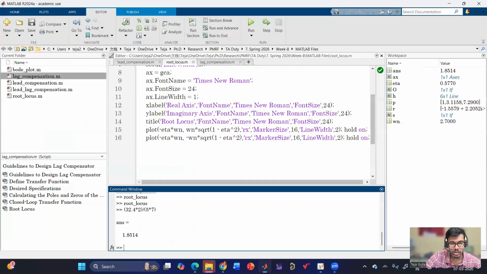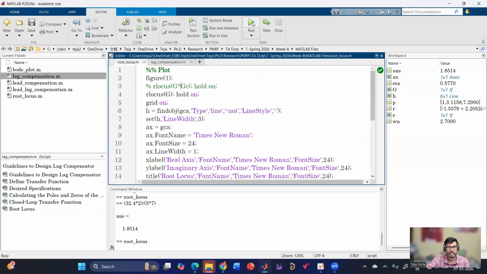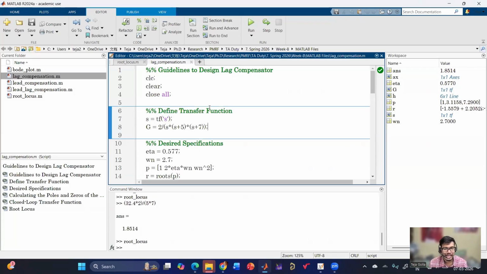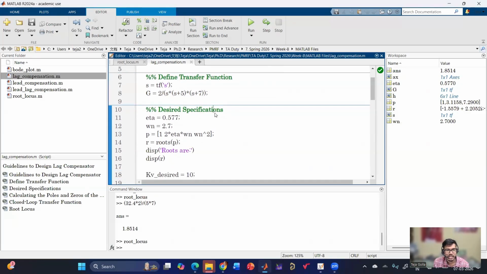Let me quickly browse through the code of the lag compensation. Let me close the lead compensation. We have plotted the root locus, and first we have seen that the gain should suffice to meet the transient requirements, point number 1. Point number 2, the eta is given. Let me explain the code. First, we are clearing the command window and workspace, as well as closing any open figures. Then we define the transfer function, which is given by 2 into s into s plus 5 into s plus 7. Then the desired transient specifications are eta and omega n. From there, I have calculated the poles. After that, I have checked the root locus, which is the step-by-step guideline.